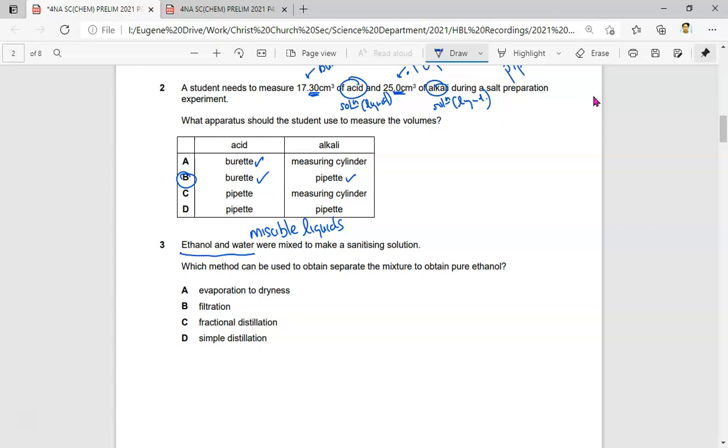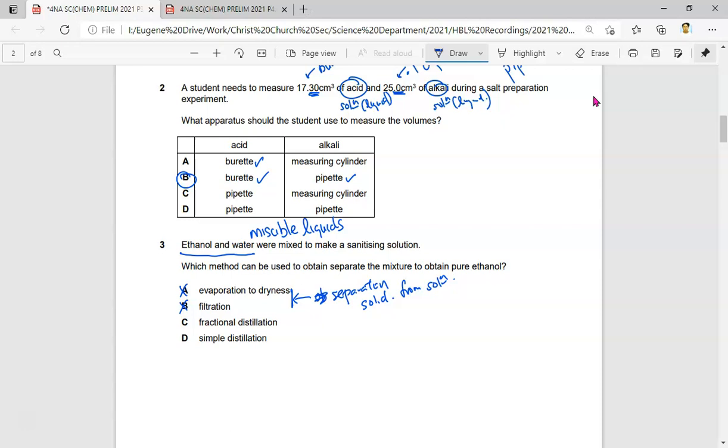If I want to separate the mixture like this, I cannot use filtration, and I cannot use evaporation to dryness, because this is to separate the solid in the solution. So I'm left with fractional and simple distillation. When should I use fractional? When should I use simple?